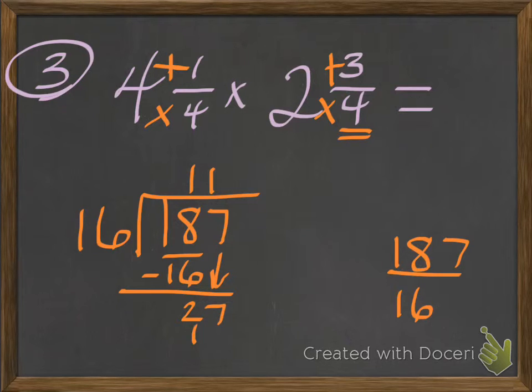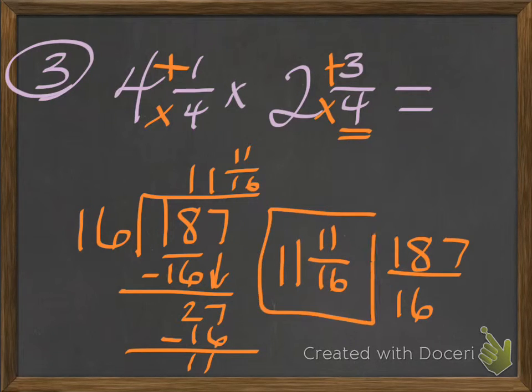1 times 16 is 16. Subtract. 7 minus 6 is 1. And then 2 minus 1 is 1. So I get 11 sixteenths is my remainder. So my final answer is 11 and 11 sixteenths. And I want to box my answer so I can find it.